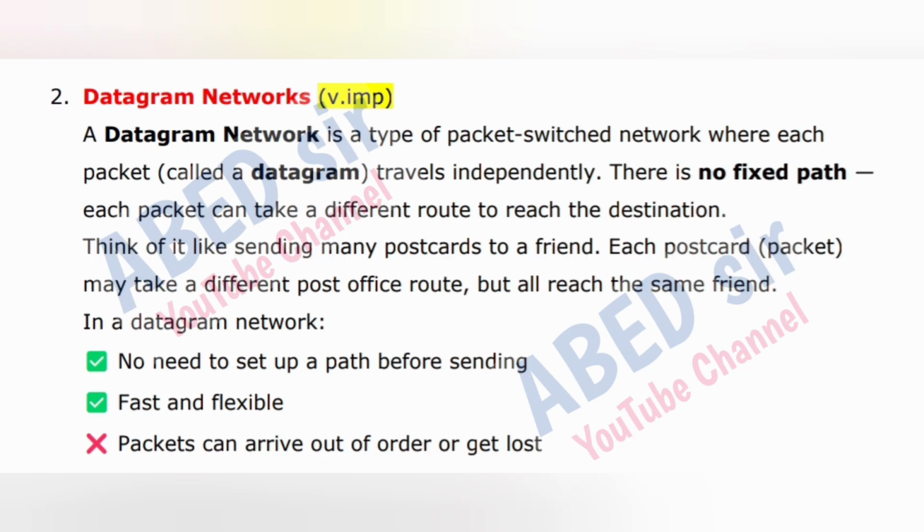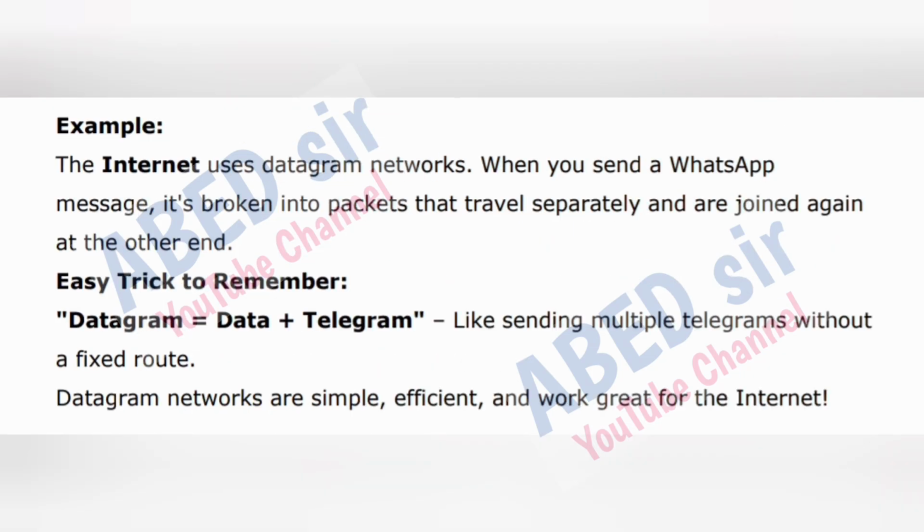In a datagram network, no need to set up a path before sending. Fast and flexible. Packets can arrive out of order or get lost. Example: the internet uses datagram networks. When you send a WhatsApp message, it's broken into packets that travel separately and are joined again at the other end. Easy trick to remember. Datagram is equal to data plus telegram, like sending multiple telegrams without a fixed route. Datagram networks are simple, efficient, and work great for the internet.